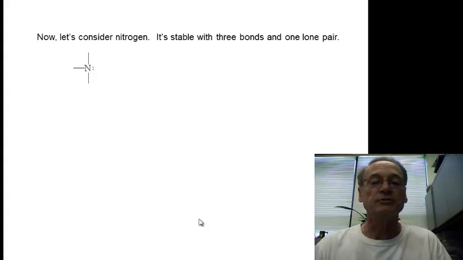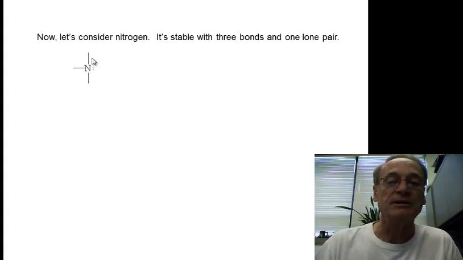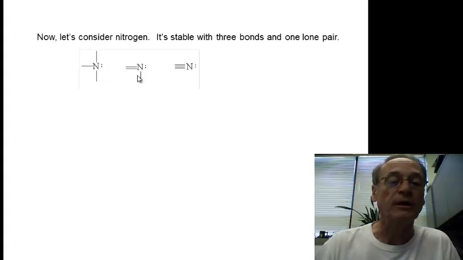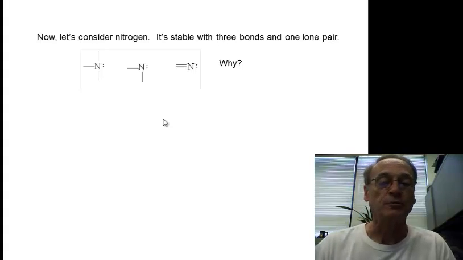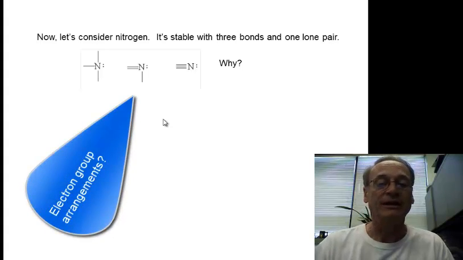Now let's consider nitrogen. Notice that when it's stable and neutral, it has 3 bonds and 1 lone pair. And there are other ways in which that can happen. 3 single bonds and 1 lone pair, a double bond and a single bond and 1 lone pair, or a triple bond and 1 lone pair. But in each case, it's really 3 bonds and a lone pair, and that means that it's going to be a stable situation. That's the typical nitrogen situation.